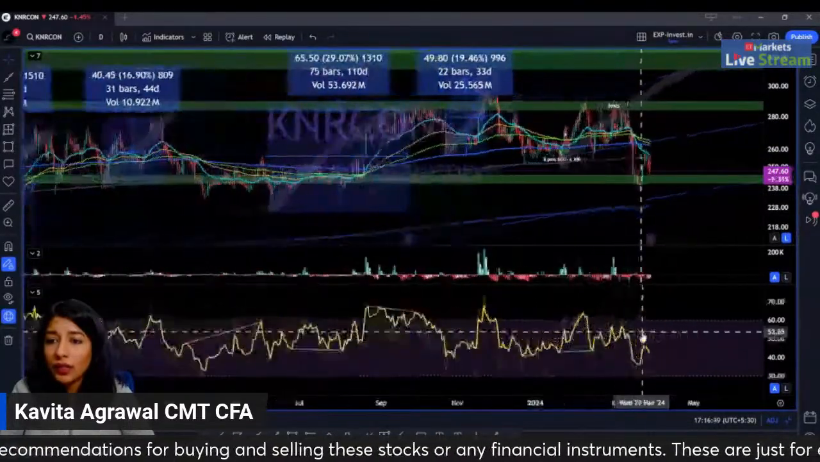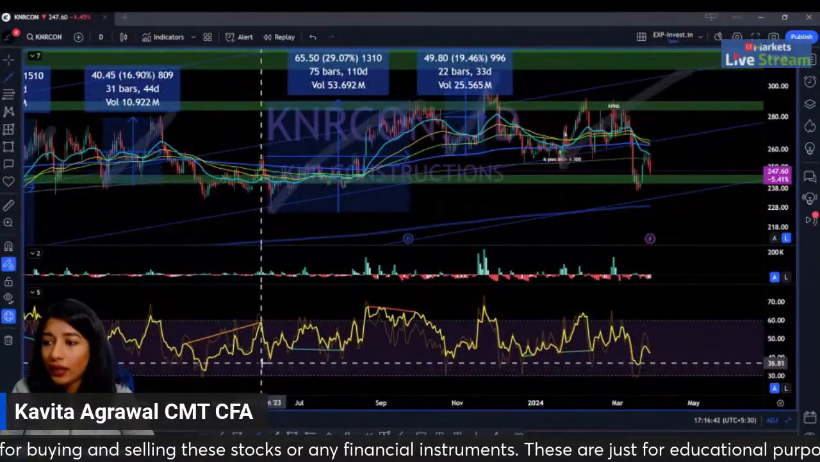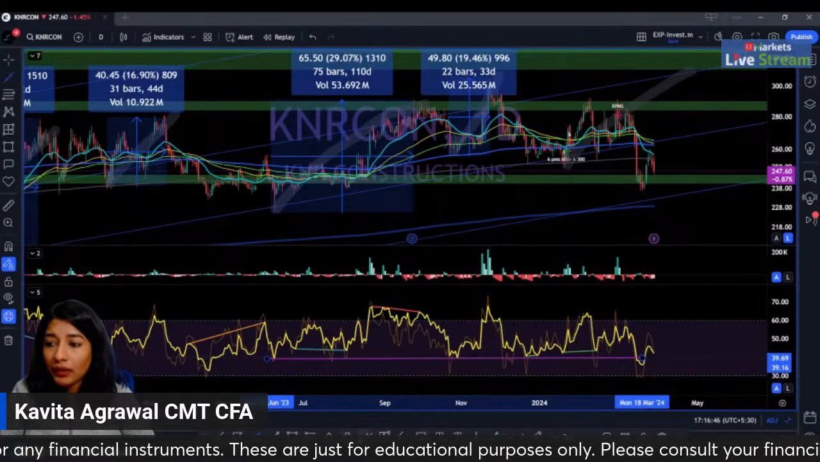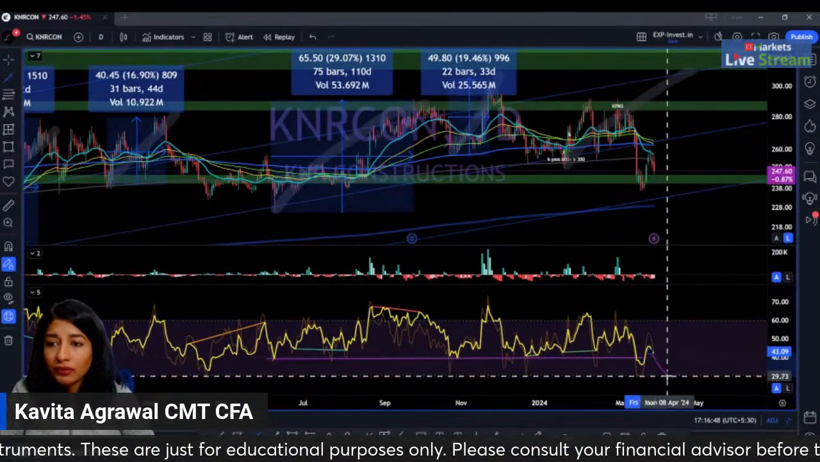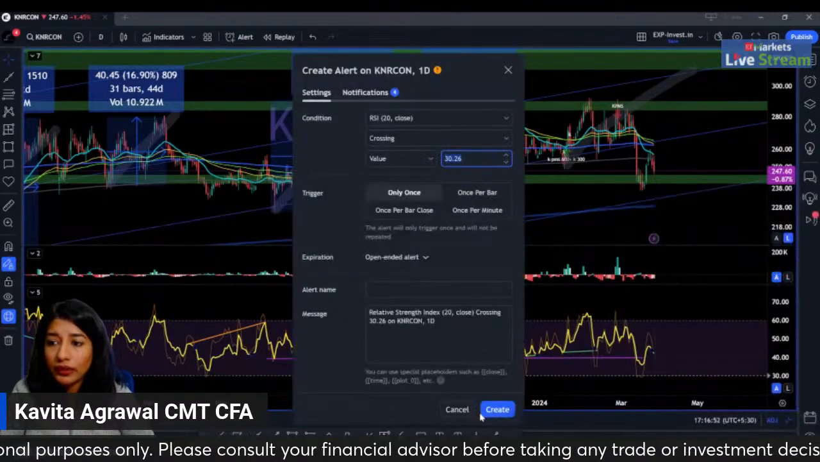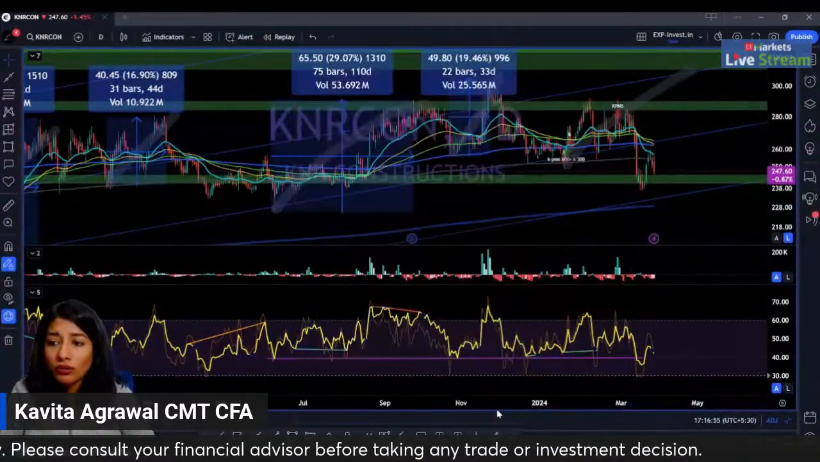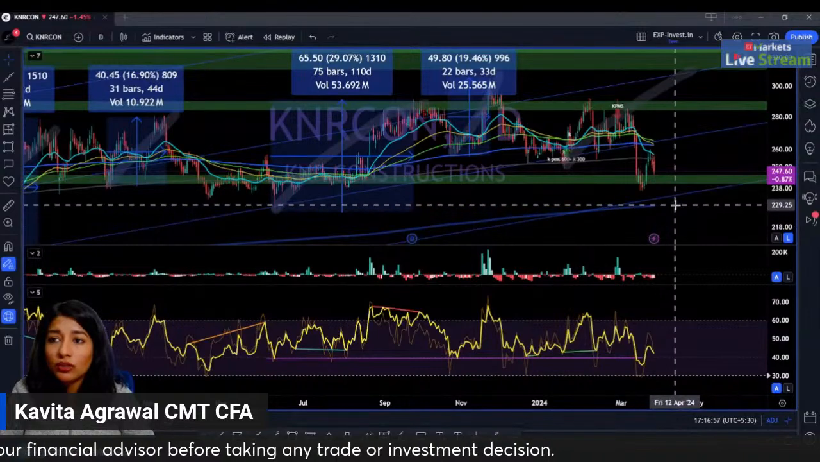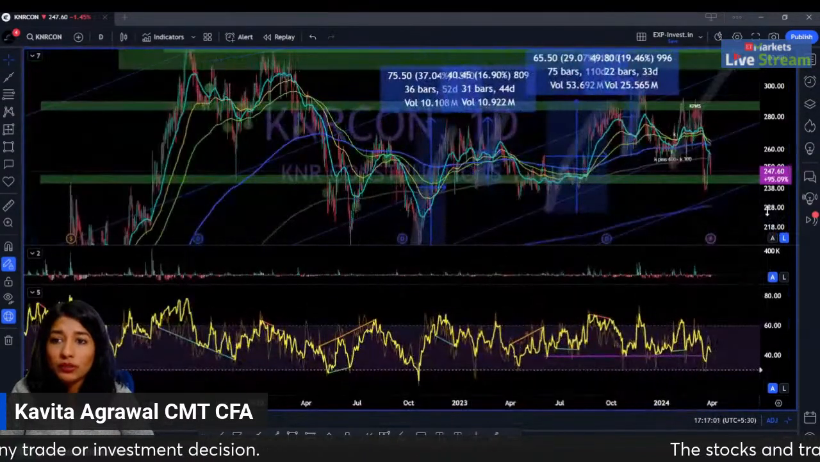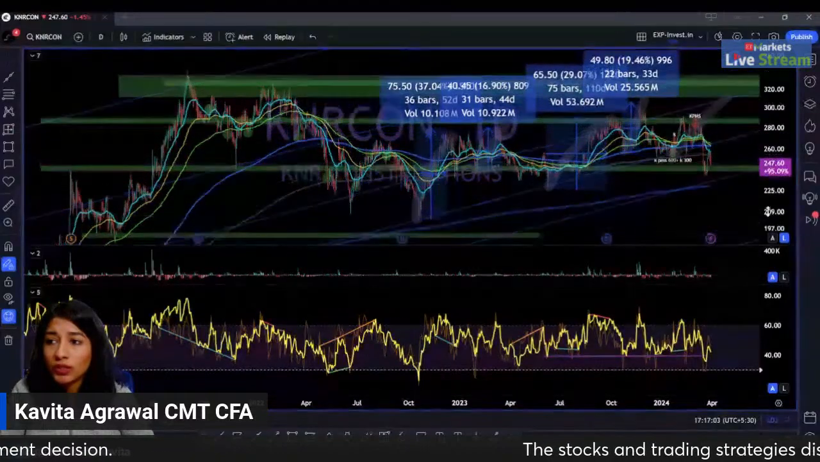Here I can see that the daily time frame has breached the bull range. So I would expect more correction. I would expect the test of the level of 30 on the daily time frame. So I'll set an alert there. On the chart, I can also see the 200 EMA of the weekly time frame hovering near the level of 230, which also becomes potentially a good support.